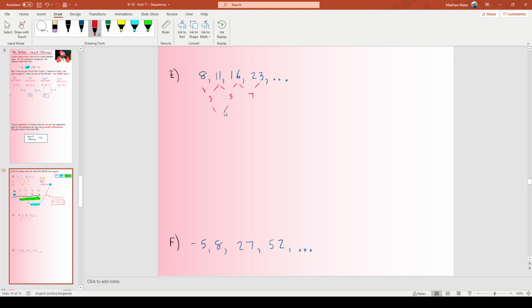Get your second differences also. So, take them away. 5 take 3 is 2. 7 take 5 is 2. There's your second differences, buddies. The second differences are 2. Okay, because it stayed the same now.